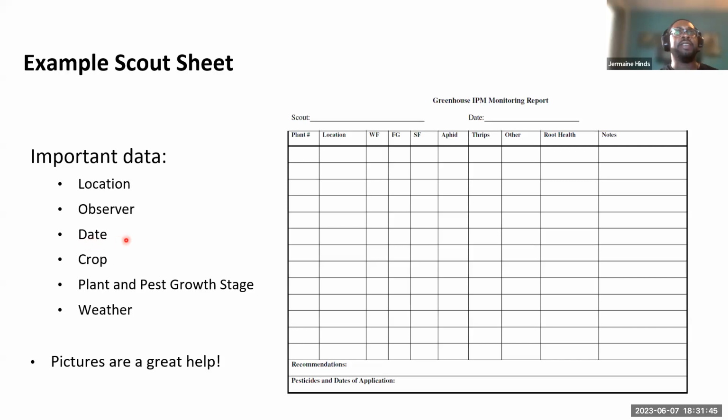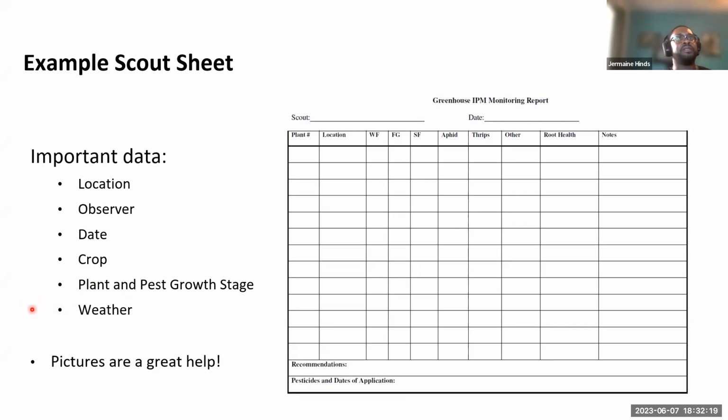The date keys you into what time of the year these pests were active and what crops they were on, which gives you an idea of the host or where they might be using for refuge. What's the plant or pest growth stage? If it's a weed, is it a seedling? How far along is it towards flowering and setting seeds? If it's a pest, is it an adult form or an egg form? It gives you an idea of what stage of the pest you have.